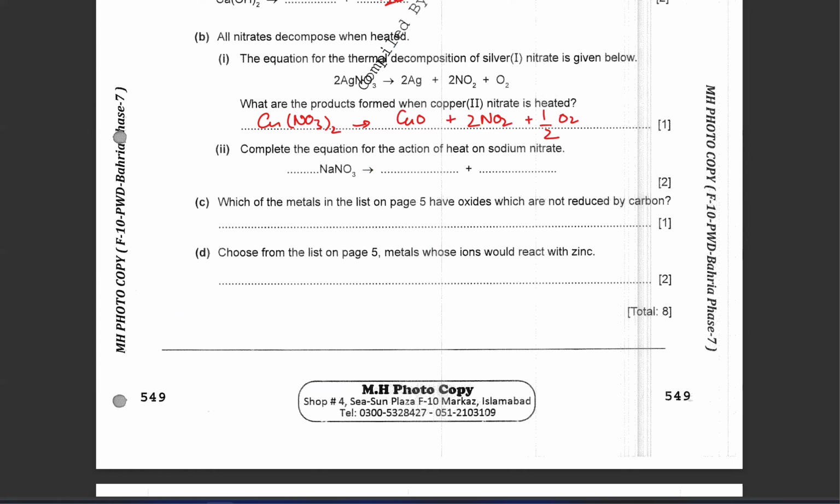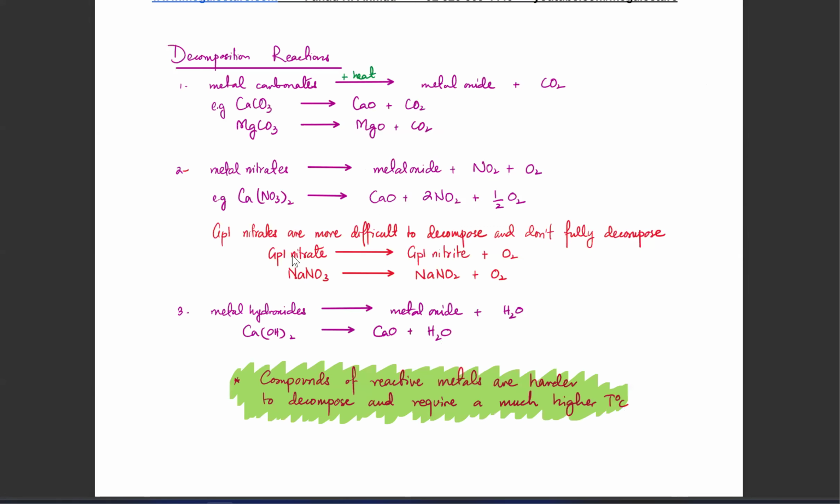These are the products. Or complete the equation for the action of heat on sodium nitrate. I said group 1 nitrates are very hard to decompose. They would form a nitrite and they will give off an oxygen gas molecule, so just half an oxygen gas molecule. So remember this: carbonates give oxide and carbon dioxide, nitrates give oxide, NO2 and O2, hydroxides give oxide and water. And group 1 nitrates will be very hard to decompose. Clear?